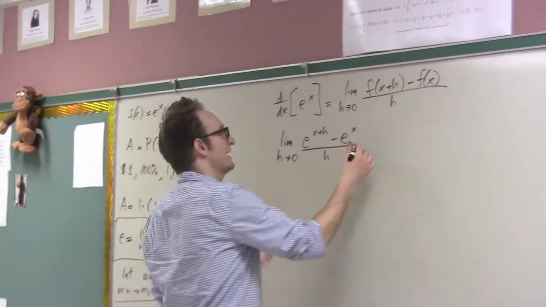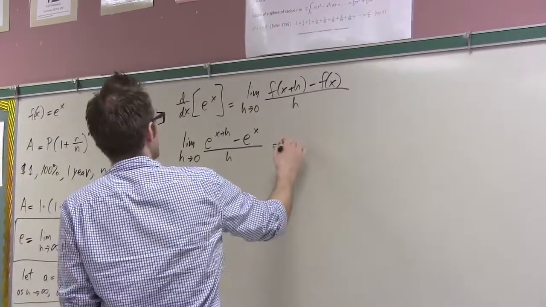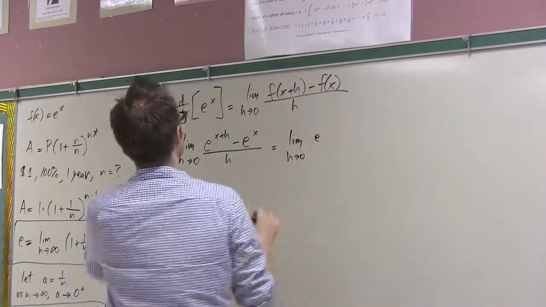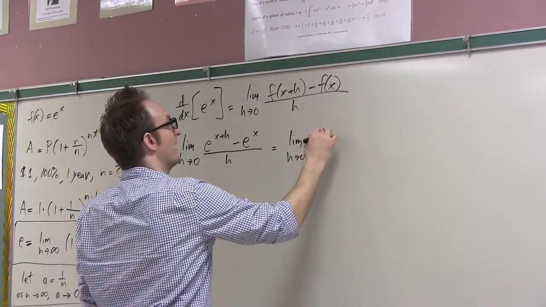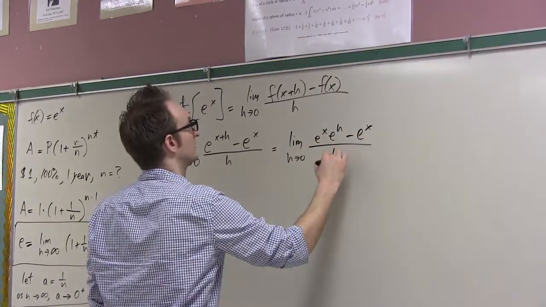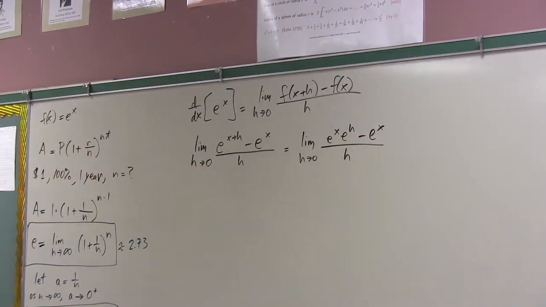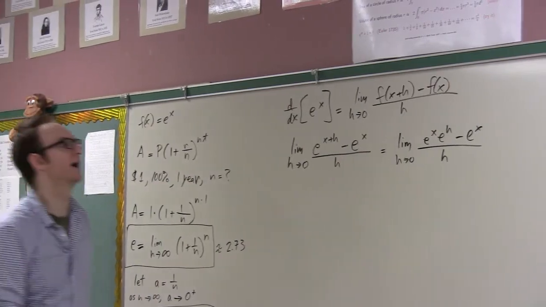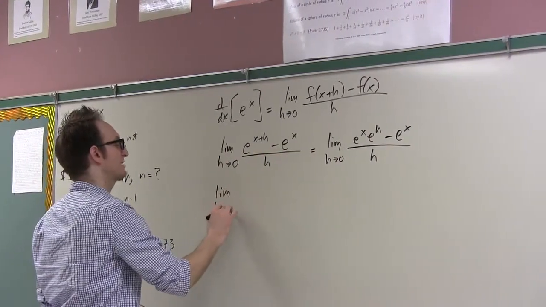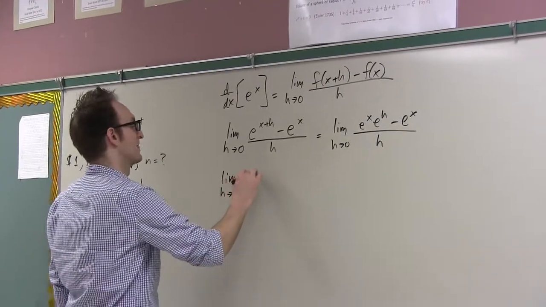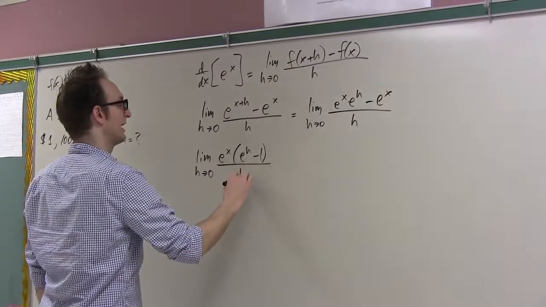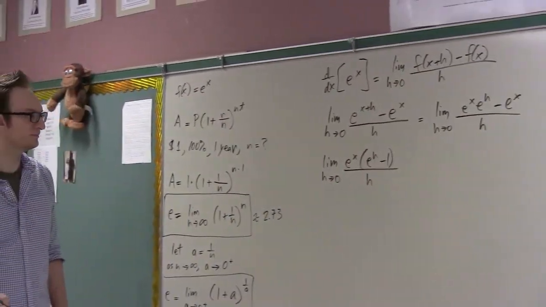What's the only algebraic thing that's really possible? He says take out e to the x. Just rewrite it, just use exponent rules, right? This is just e to the x times e to the h. Just by exponent rules, right? And so you can just factor out an e to the x, and you get e to the h minus 1 over h.